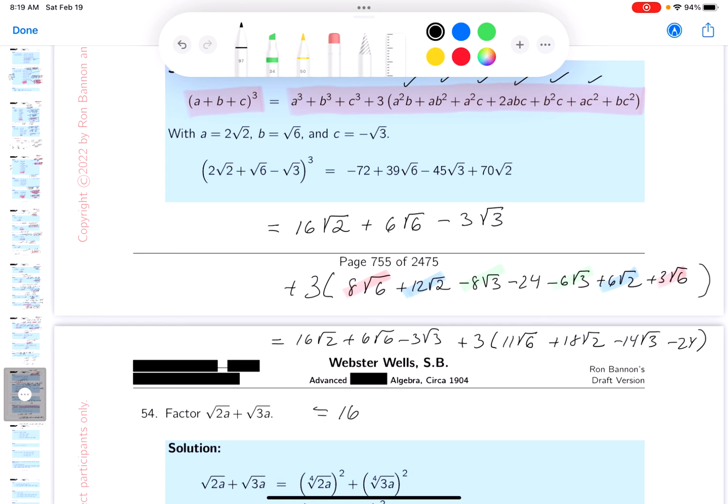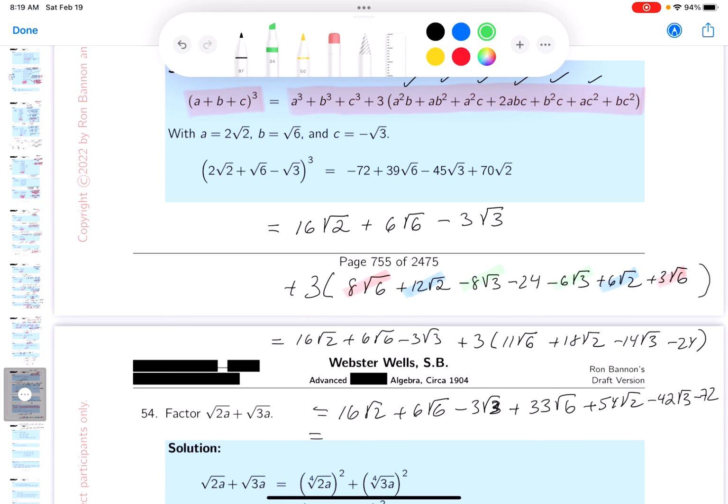16 root 2 plus 6 root 6 minus 3 root 3. Okay, this is going to be 33 root 6 plus, well, 3 times 18 is 54, right? 54 root 2. And then minus 42 root 3. And then it's going to be minus, tough fitting that in there, 60 and 12, 72. Wow. Let's put this down now.